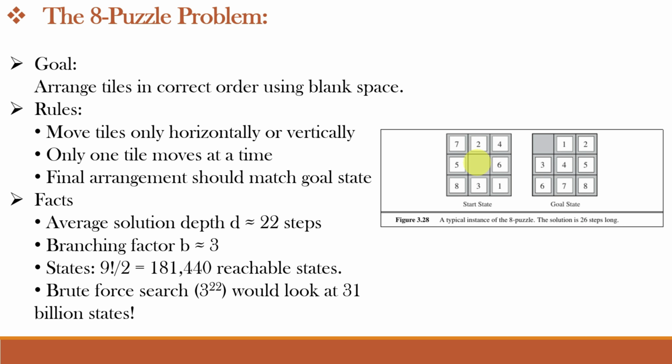We can move only one tile at a time, and movement is allowed only horizontally or vertically; we cannot move diagonally. The puzzle looks simple, but it has a very large number of possible states, around 181,440 reachable states. If we use brute force search, that is, uninformed searching, the computer may need to check billions of states. So heuristic functions help us find the solution much faster and smarter.